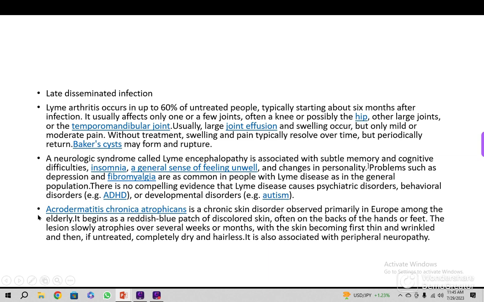Another lesion, not commonly seen but part of the disease, is acrodermatitis chronica atrophicans, a chronic disorder observed primarily in Europe, not in America. It begins with a reddish-blue patch of discolored skin, often on the backs of the hands and the feet. The lesion slowly atrophies over several weeks or months, the skin first becoming thin, then wrinkling occurs, and if untreated, becomes completely dry and hairless. It is also associated with peripheral neuropathy. Acrodermatitis chronica atrophicans can be confused with scleroderma of the hands.